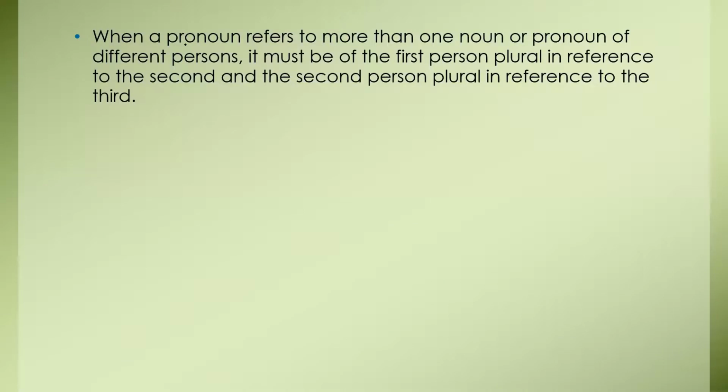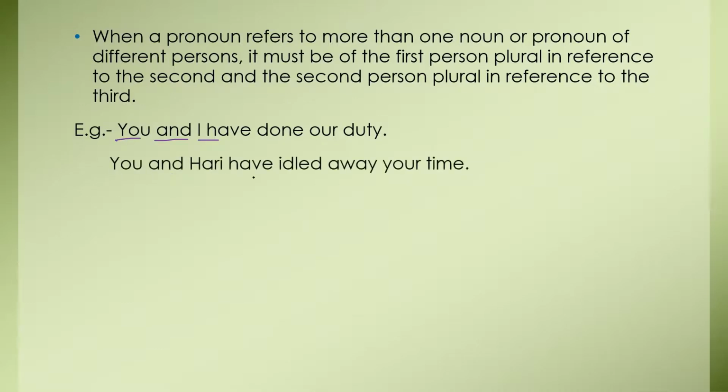When a pronoun refers to more than one noun or pronoun of different persons, it must be of the first person plural in reference to the second, and the second person plural in reference to the third. Example, you and I have done our duty. You and Hari have idled away your time.